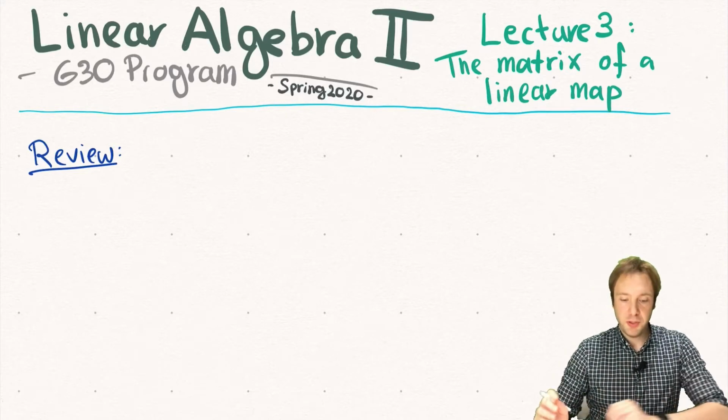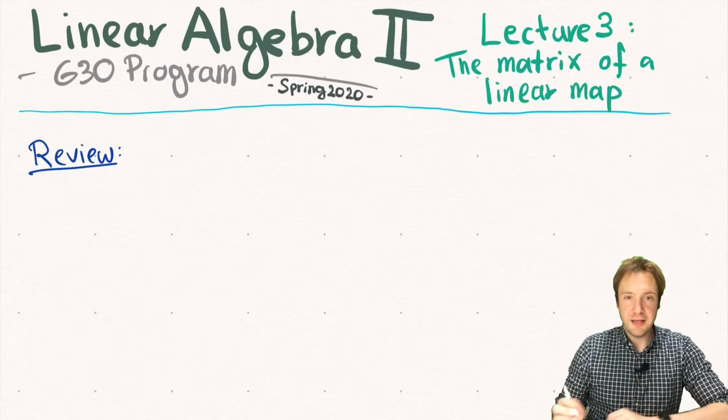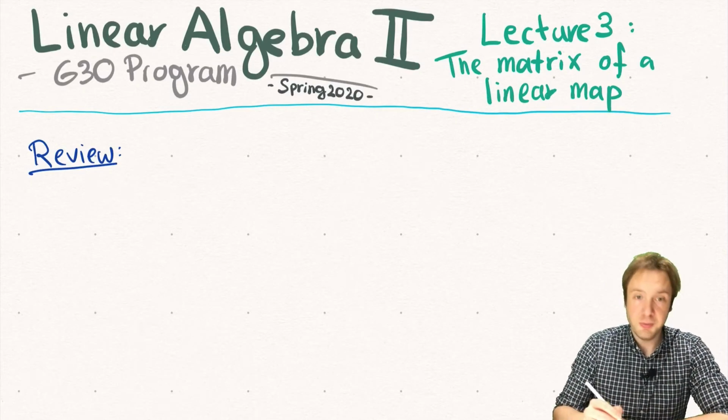Today we want to talk about the matrix of a linear map. Last time we talked about linear maps and also about isomorphisms. Let me recall a little bit.